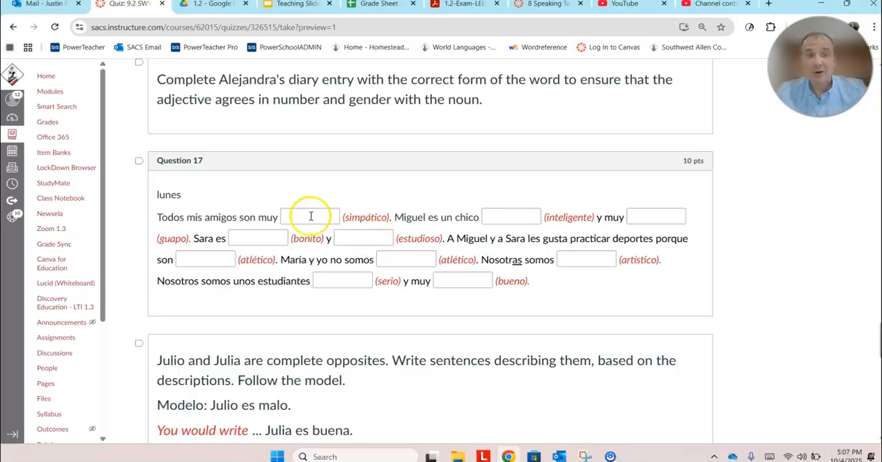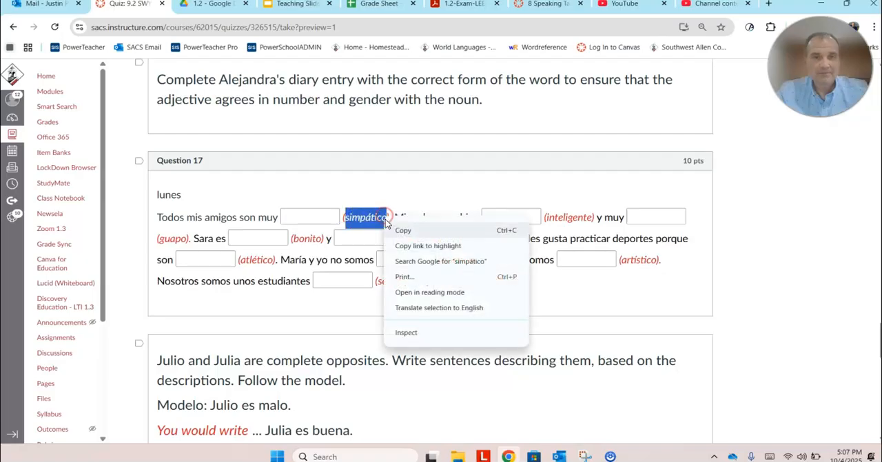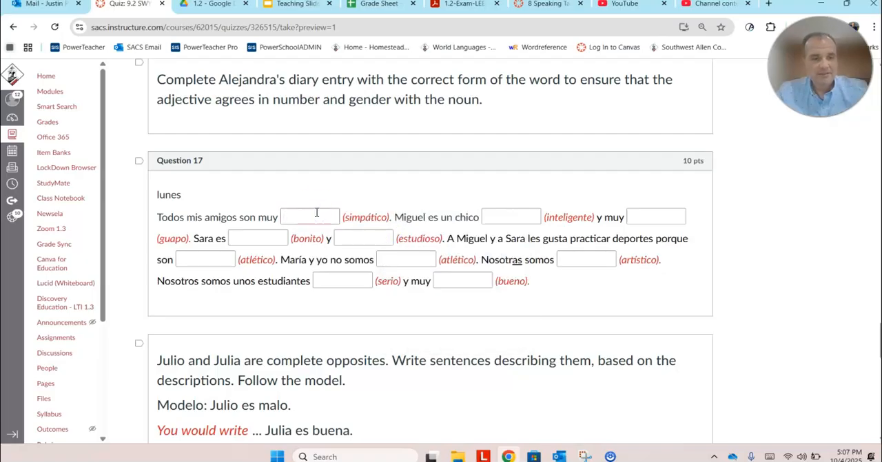So the only way I know is to look back at my noun. Well, my noun is plural and masculine, so I have to make sure that my adjective is also plural and masculine. So what we could do just to make this quicker, let's just copy and paste the word simpático. All right, so there's that basic word, and then I need to add an S onto it to make sure that it agrees in number and gender.